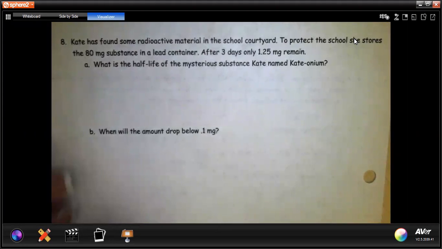All right, so it's asking what is the half-life? Remember, the definition of a half-life was the amount of time it takes a substance to decay to half of its original amount. So that's what we want to find, is the time that it took to get to half of its original amount. At this point, we don't know what that time is.